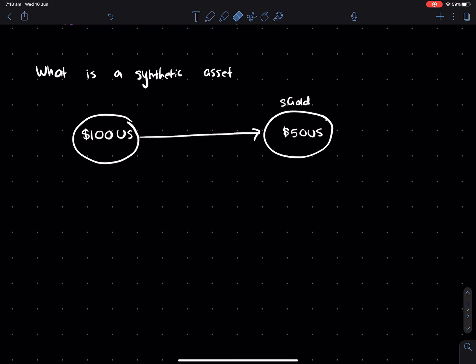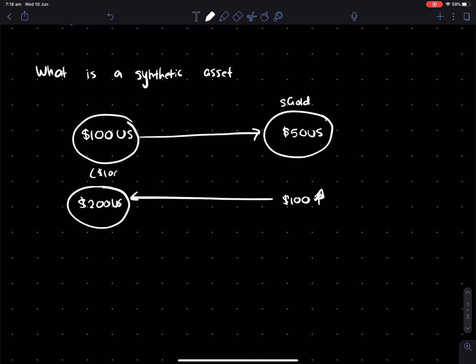Now, if the price of gold, say, increases to $100 instead, so it goes up, then in turn, whoever created this asset will now have to provide 200 US dollars in total, so an extra $100 in difference. And similarly, if, say, synthetic gold goes down to $25, then you only need 50 US to what we call collateralize it, right? So the whole notion of, in this case, we've got 100 to 50, which means there's a 200% collateral ratio, because we've got twice the amount of money for every dollar of gold we're representing. So that's the whole notion of synthetic asset.